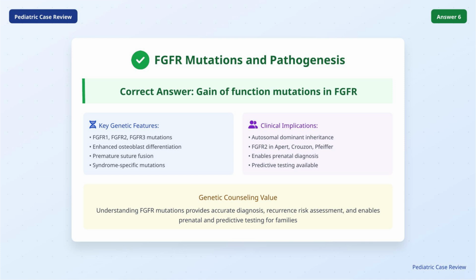These mutations, primarily affecting fibroblast growth factor receptors 1, 2, and 3, cause enhanced osteoblast differentiation leading to premature suture fusion. This autosomal dominant inheritance pattern has important implications for genetic counseling and enables both prenatal diagnosis and predictive testing.